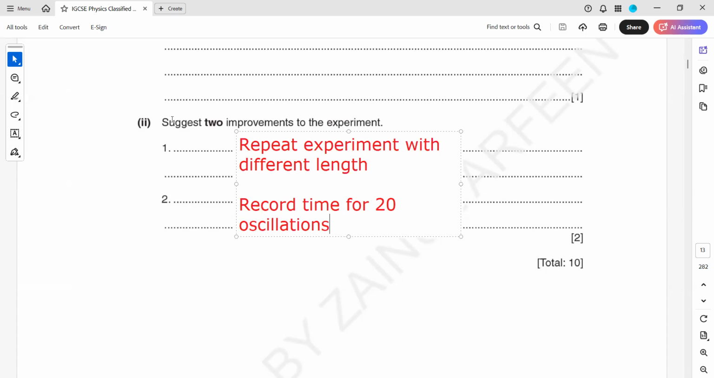Because measurement of the length was difficult, we should measure the length accurately and repeat the experiment with different lengths. We did it only for 50 centimeters, but we should do it for 40 centimeters, 60 centimeters, 80 centimeters. In the same way, we only recorded the time for 10 oscillations, so we should do it for 20 oscillations or more.